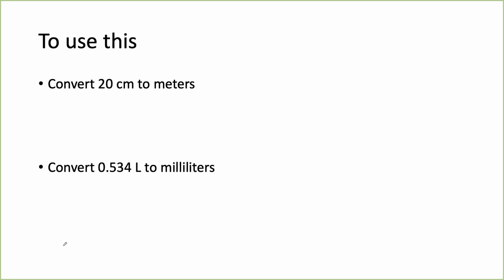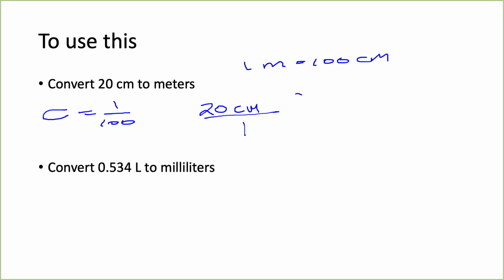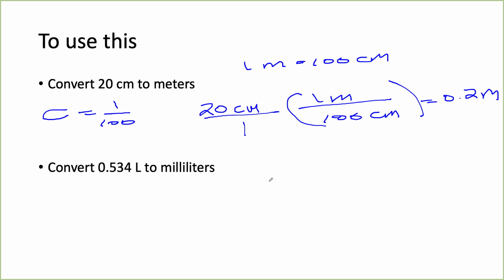And so we've got a question on this: how to convert 20 centimeters to meters and 0.534 liters to milliliters. So centi is equal to 1 over 100, or say 1 meter is equal to 100 centimeters. So when we convert 20 centimeters to meters, I'm going to use this fractional form. 1 meter is to 100 centimeters. And that will give me 0.2 meters, or 0.20 meters. And that's how we convert centimeters to meters.